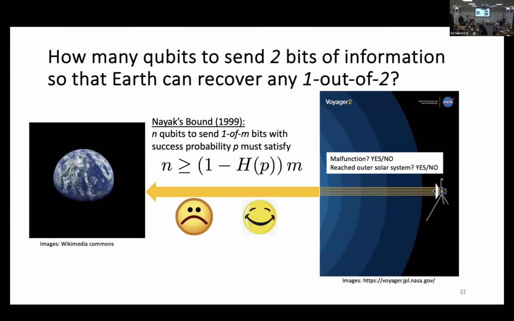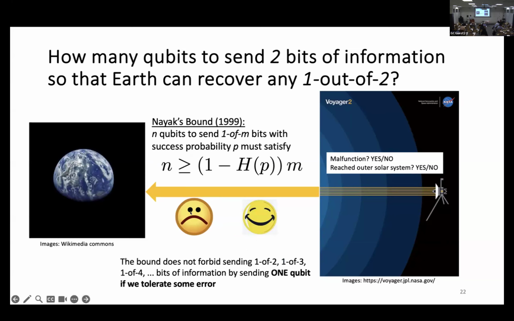But of course, if Earth only wants to know 1 out of m bits with success probability p, let's say 0.7 or something like that, then we can bound it. And actually we can do it with error. The bound doesn't forbid us to send 1 of 3, 1 of 4, something like that, if we tolerate some error. So there are ways to use a qubit to send more bits of information on the status of Voyager, right?